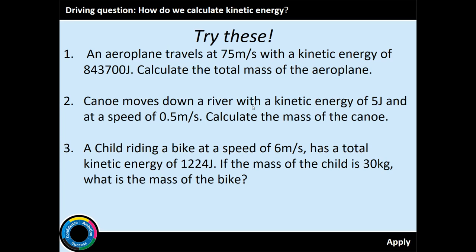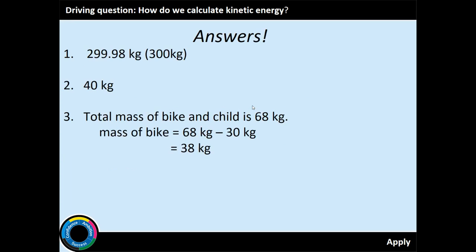Good. Let's look at the answers to these questions. Note for question 3 that the mass you would have calculated would have been the total mass of the child and the bike. And then the question provides us with the mass of the child as 30 kilograms. So then we have to subtract 30 kilograms from the 68 kilograms to get 38 kilograms, which is the mass of the bike. The child and the bike form one system. That's why you have the total mass as 68. Subtract the mass of the child, then we get the mass of the bike as 38 kilograms.